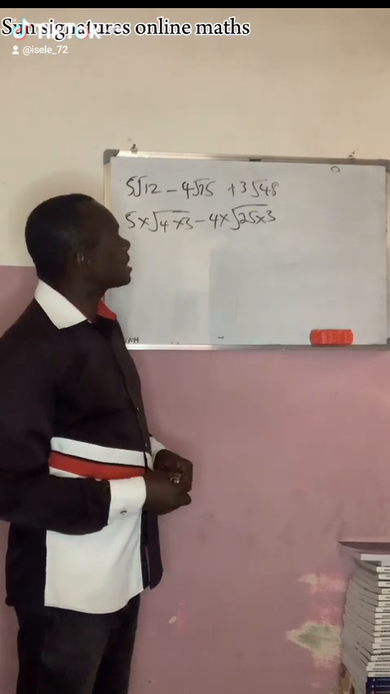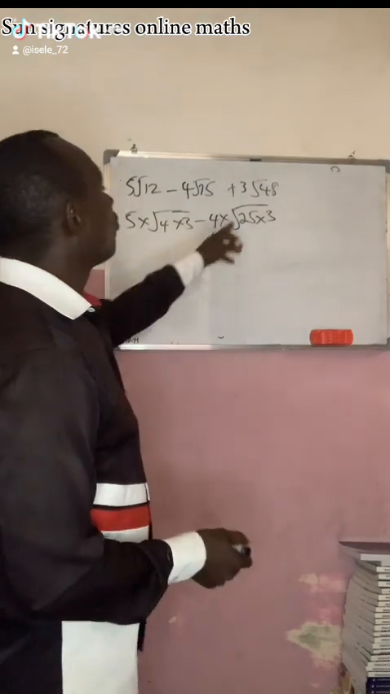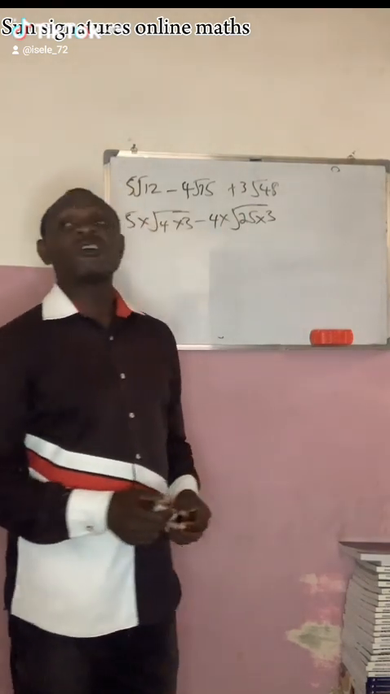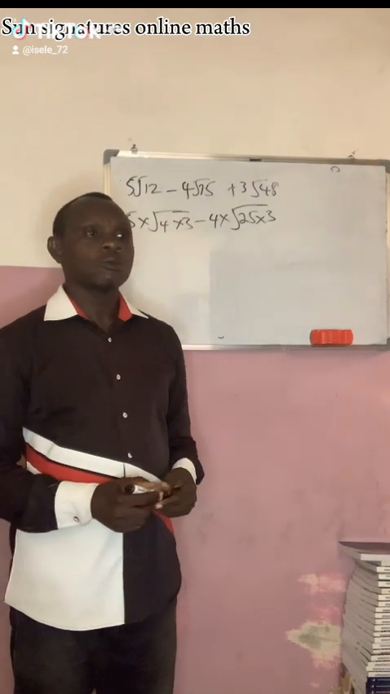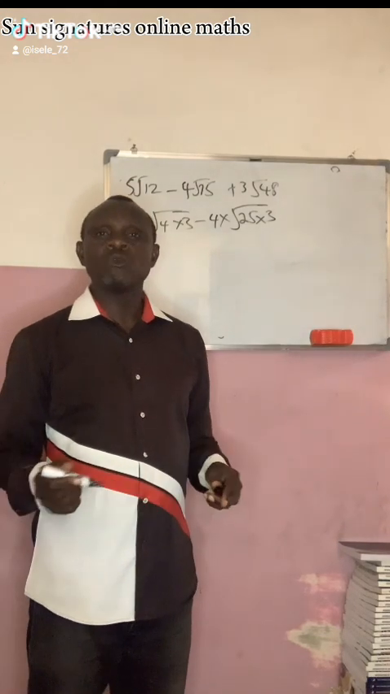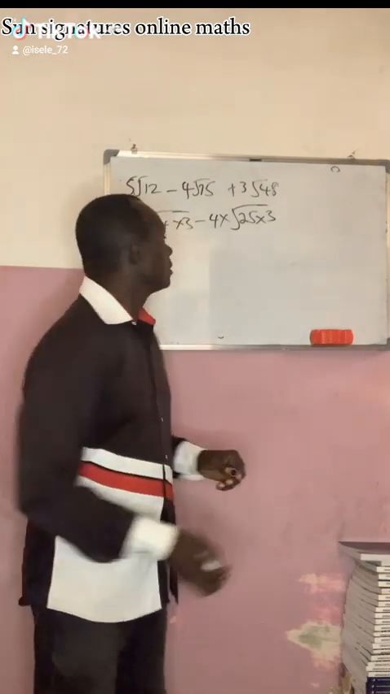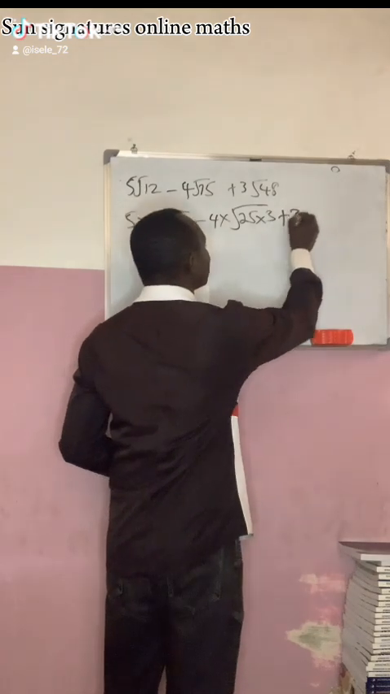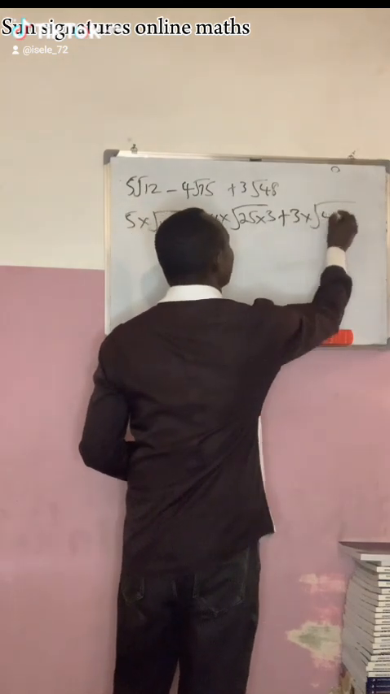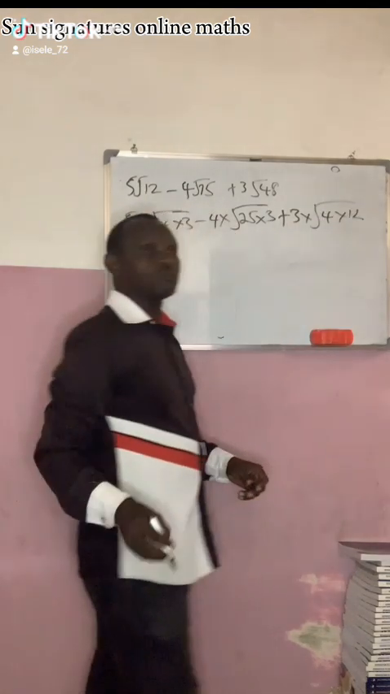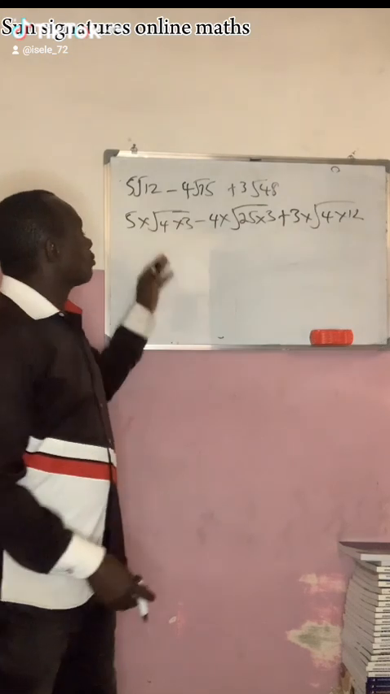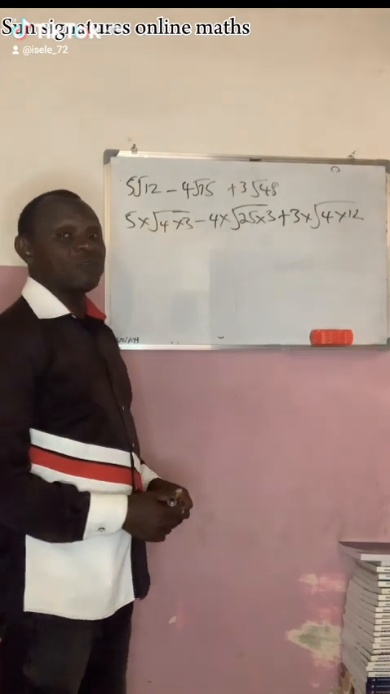Then the last aspect. Now, what times what will give you 48? Of course, 4 times 12 will give you 48. So I can write this as plus 3 times the square root of 4 times 12. Now, we can simplify.